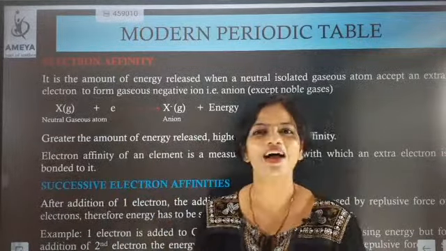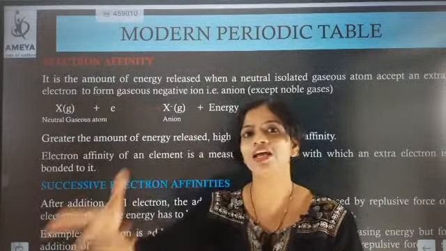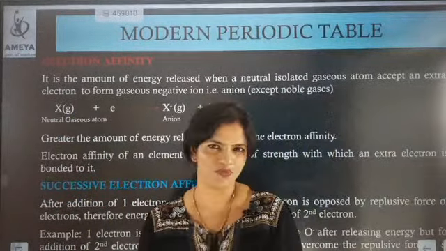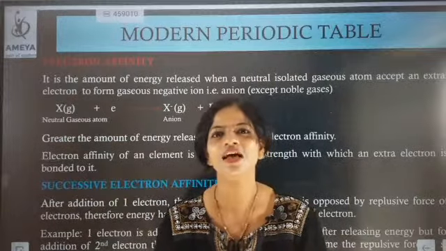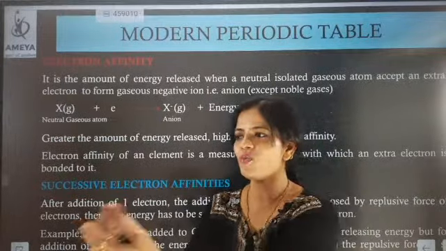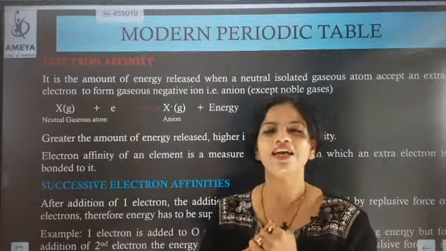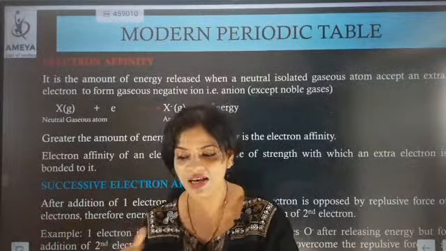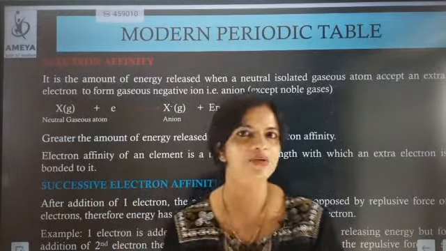Now here, if I want an electron, I give energy. But here, if I am giving an electron, I will take energy. The simple concept is that if I am accepting one electron inside me, then I have to release energy for stability. The concept is this only.